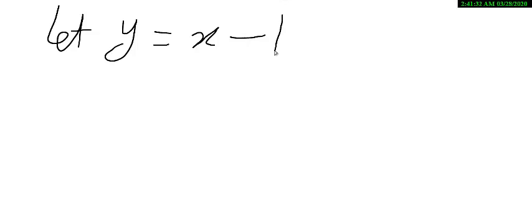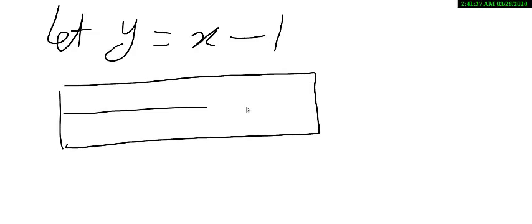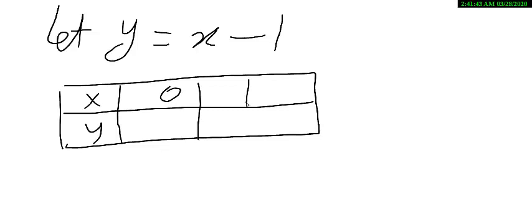So I have to graph this line by making a table of values for this line. This is x and this is y. I'm gonna use 0 and 1 for example, it's gonna be easy for me. When you replace x by 0, it's gonna be -1. When you replace x by 1, it's gonna be 0.